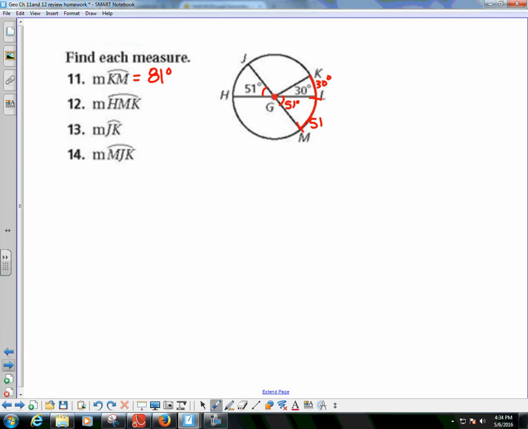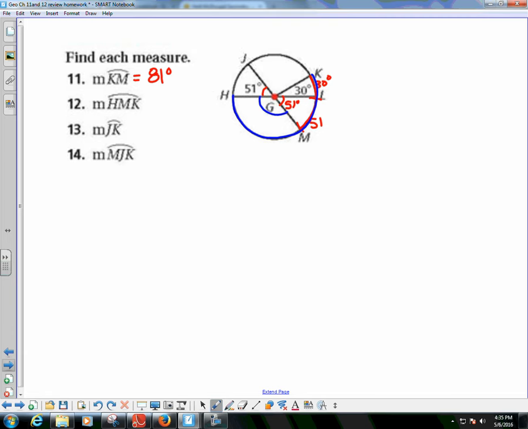So now I need to think about the measure of HMK. So I'm going to start at H, go through M, and get to K. So now I'm going to think about the blue part of this arc. And I'm going to leave these numbers in here because it sure does help me to know that that's 30 and that's 51. Well, now I'm at a loss because I need to know what the measure of this is. And there's nothing really on there that gives me any kind of indication.